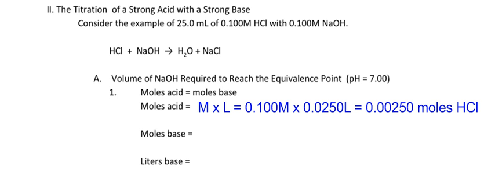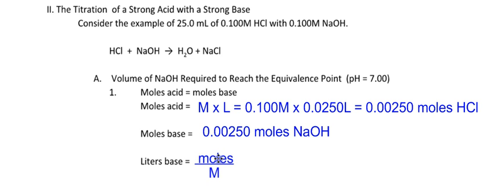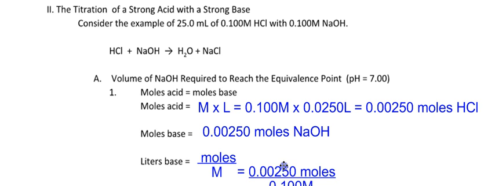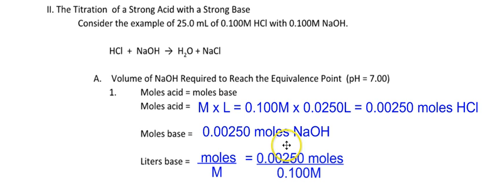Well, what's true about the equivalence point? Moles acid equals moles base. So if I have 0.00250 moles of hydrochloric acid, guess what? I have 0.00250 moles of sodium hydroxide. And finally, my whole process for this part A is how much volume of base does it take to reach this equivalence point? Well, liters is equal to moles divided by molarity. And I know from the step above that I have this many moles of sodium hydroxide. I know right up here, I have a 0.100 molar solution.